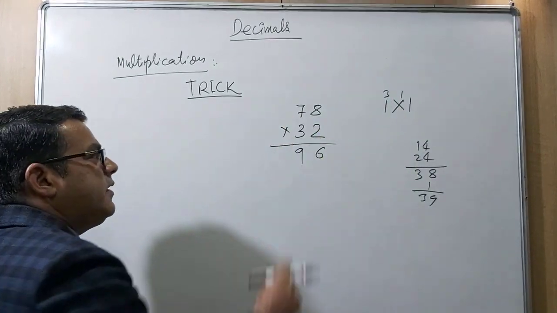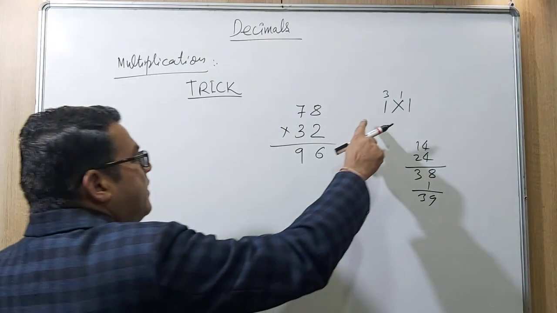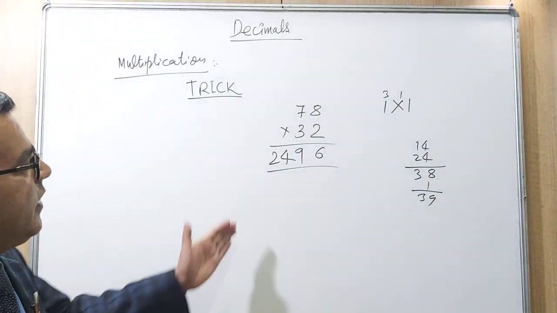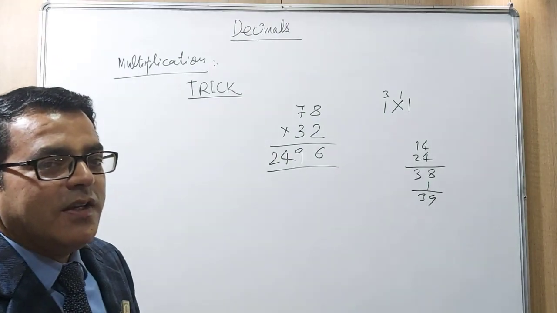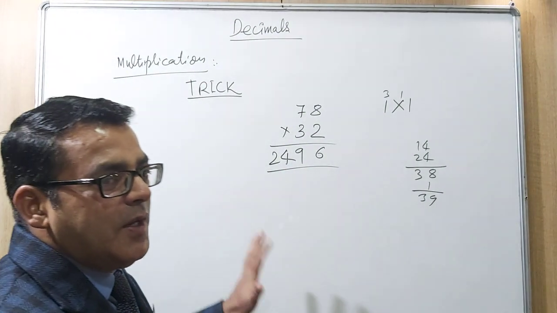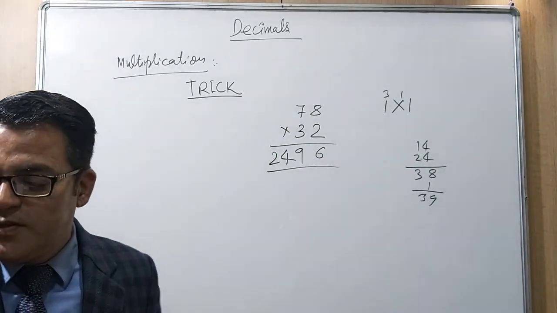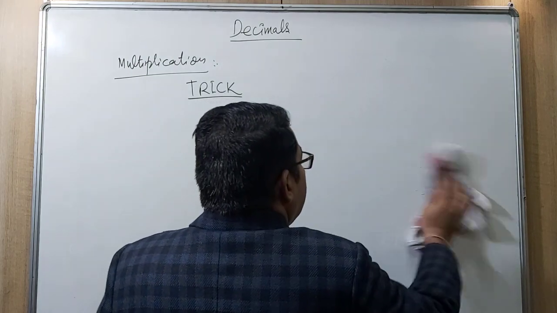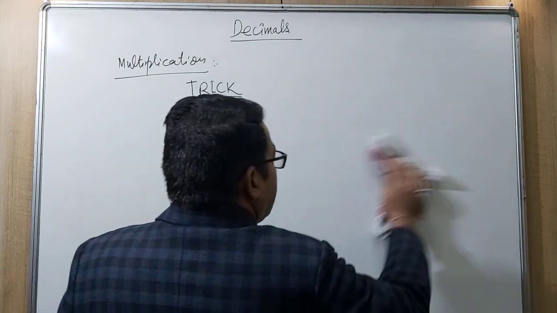Now 7 3s are 21, 21 and 3, 24. This is your answer, 2496. This is very interesting. You can check it by the traditional method also. You will get the same answer. This is very, very interesting. Hope you understand, and hope you are taking interest in this trick also.